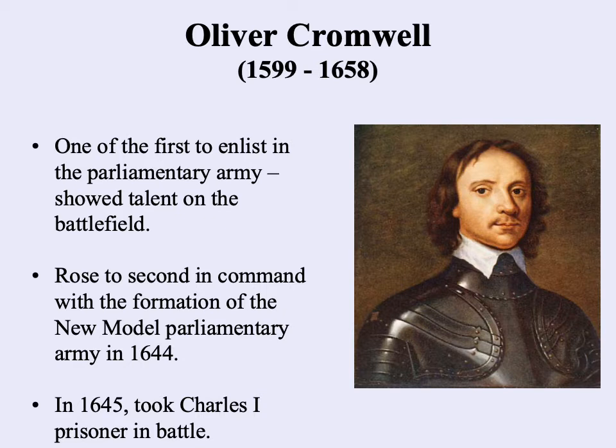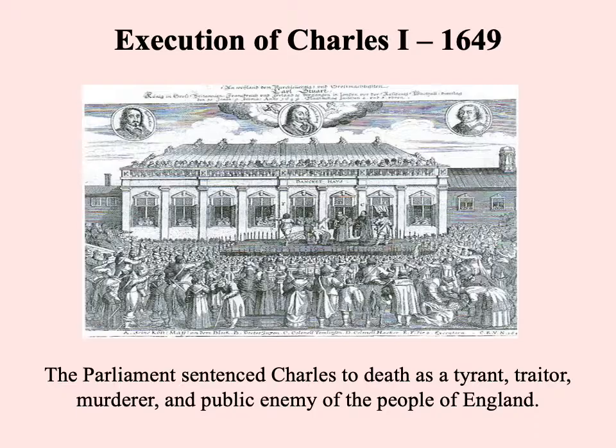Very quickly shows talent on the battlefield, and before long rises to second in command with the formation of what's often referred to as the New Model Parliamentary Army, formed in 1644. Right, and this is kind of developing from a strategic point a more effective military fighting force. And this actually is going to mark in some ways a turning point in the Civil War. The following year, in 1645, they take Charles I prisoner in battle. Pretty much from that point forward, it's only a matter of time before the parliamentary forces emerge victorious.